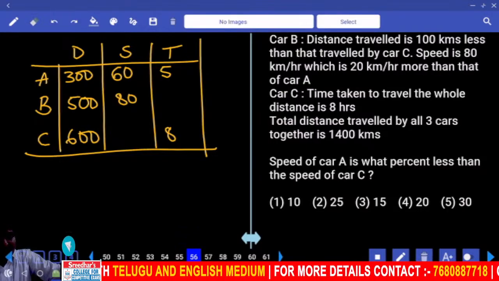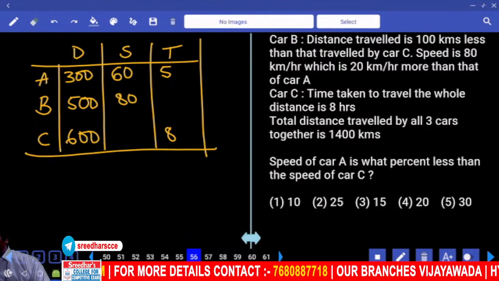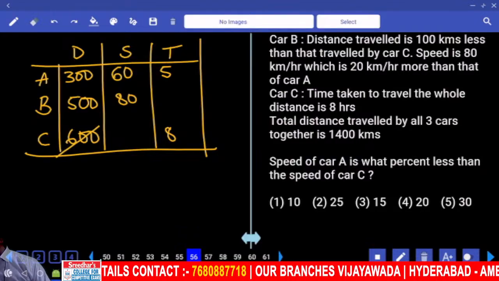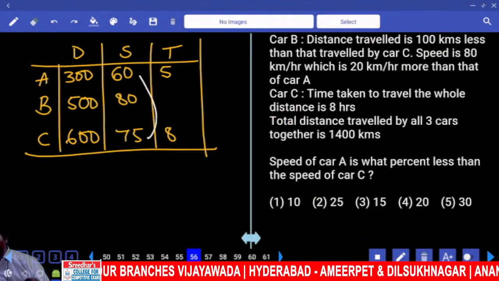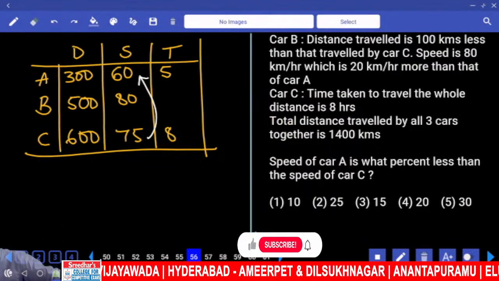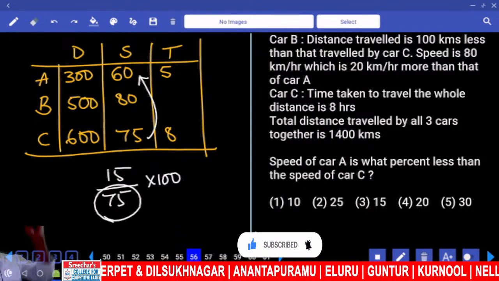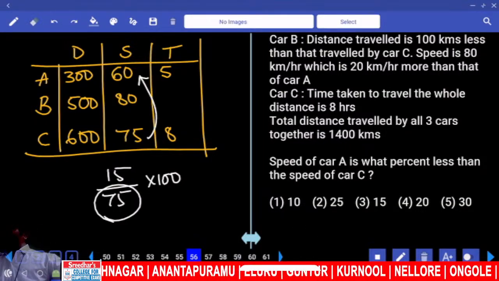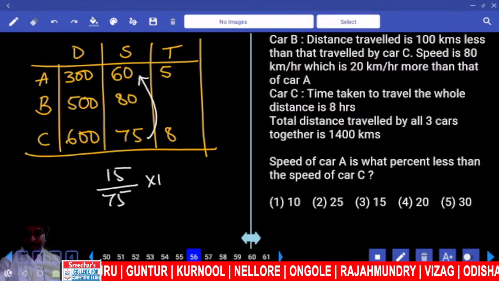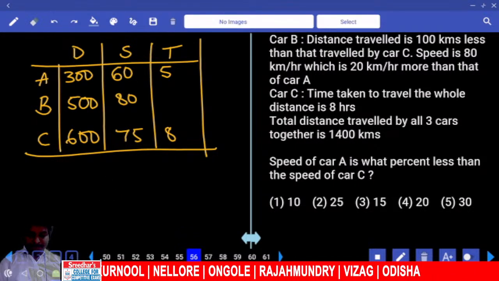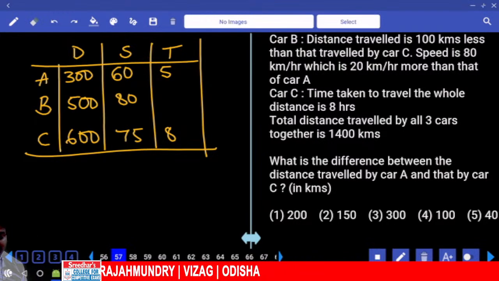Speed of car A is what percent less than speed of car C? Speed of C is 600 by 8, which is 75. A is 60, how much less than C? 15 less out of 75. Percentage is into 100 only. What is 10% of the denominator? 7.5. Exactly double is 15 in the numerator, so 10% doubled means 20%.